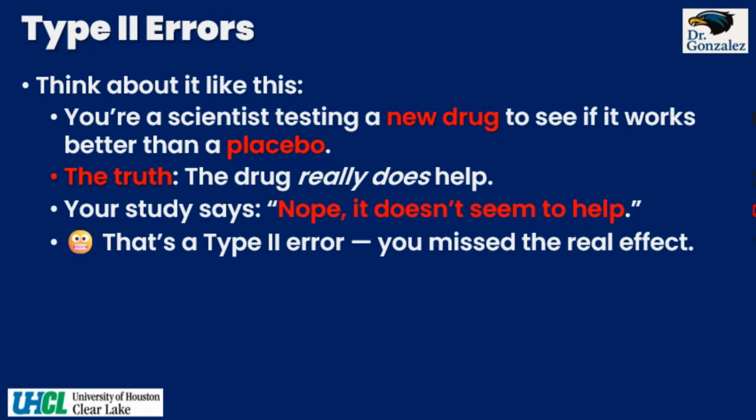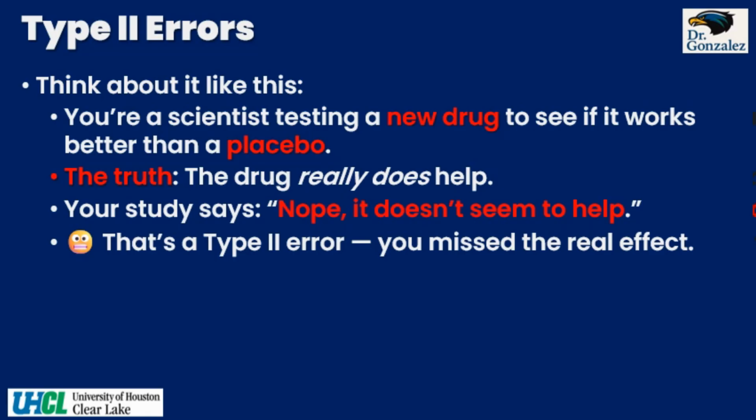So think about it like this. You're a scientist testing a new drug to see if it works better than a placebo. And this one is a true experiment. I just wanted to make sure y'all had an example that would really hit home with you. To me, this is possibly one of the worst scenarios where this could happen, right? You're a cancer researcher, and the drug that you are researching could possibly save lots of lives. So you're testing to see if it works better than a placebo, and that's an experiment, not an association study like what we're doing.